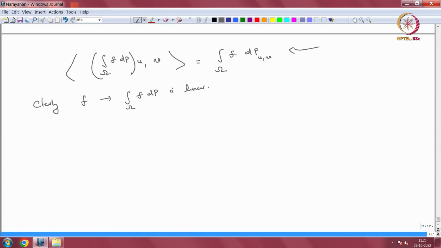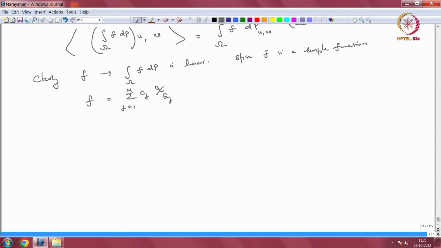Now, just to justify why this notation is used, the integral over omega of f dP, let us see what happens when f is a simple function. Okay. So, suppose f is a simple function. Let us write this as f equal to the summation over j equal to 1 to n of C_j chi_{E_j}, right. You can assume the E_j to be disjoint and all that, but we may not need that. So, I want to find out what is the integral over omega of f dP, right.